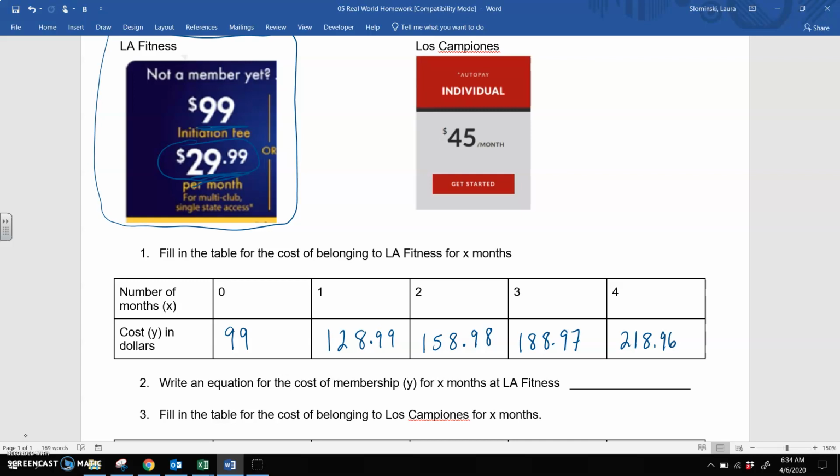And again, when something's going up by the same amount and has an initial cost, that is slope-intercept form. So I'm going to write my equation for the cost of the membership y. So the cost y would be y equals, after x months for LA Fitness, the rate of change is the $29.99, so that's slope. So that's my m times the number of months, plus the y-intercept would be the initial cost, so plus 99. So that's how you build the table and write the equation for LA Fitness.